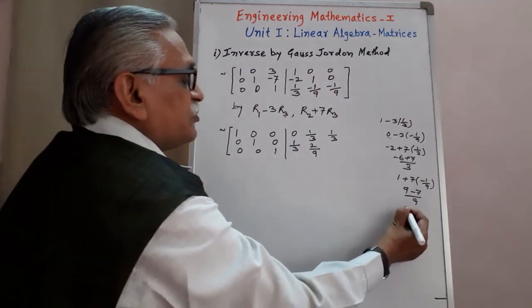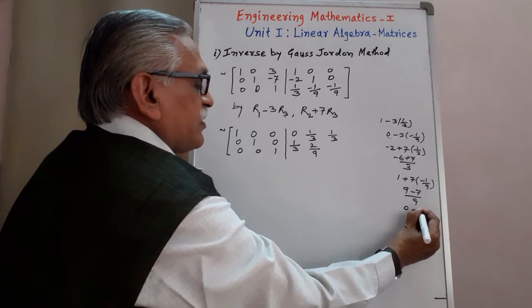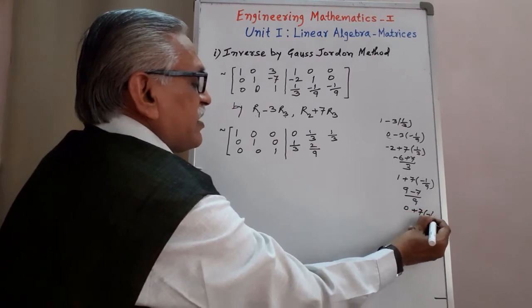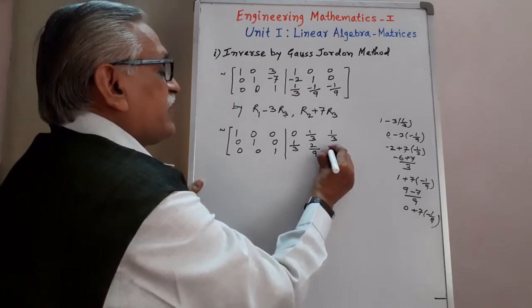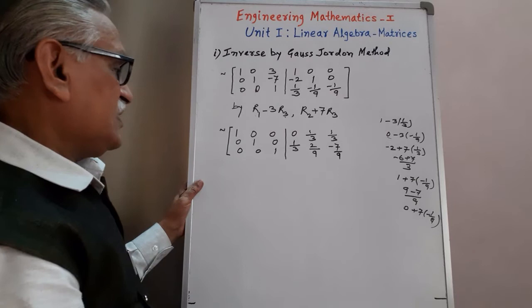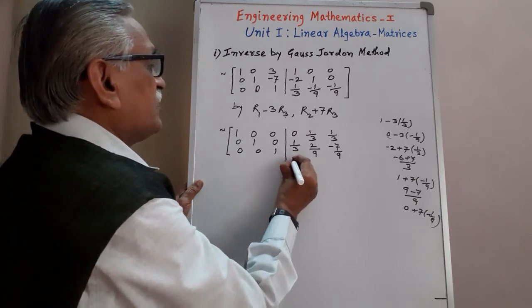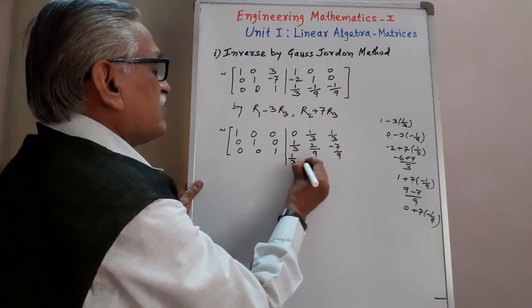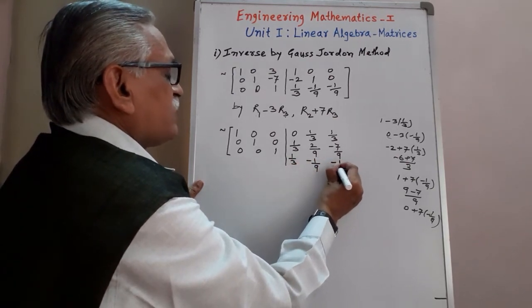And 0 plus 7 times minus 1 by 9, we get minus 7 by 9. And the third row as it is, no change. 1 by 3, minus 1 by 9 and minus 1 by 9.